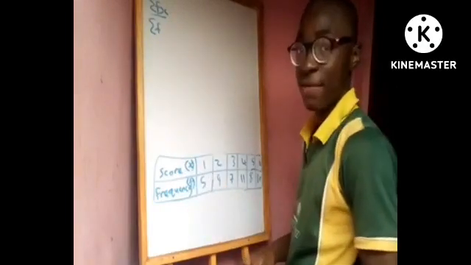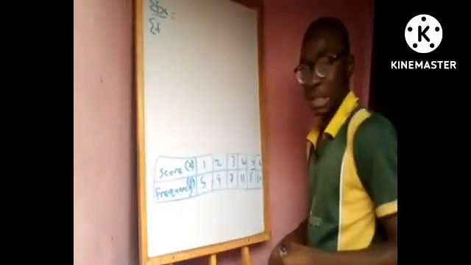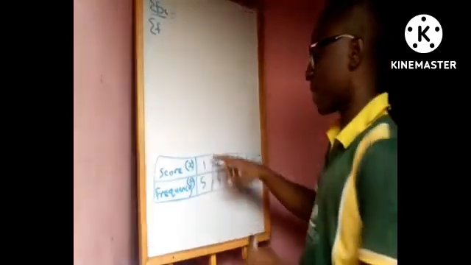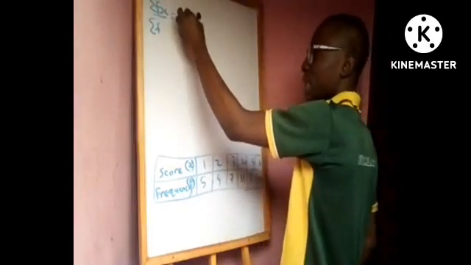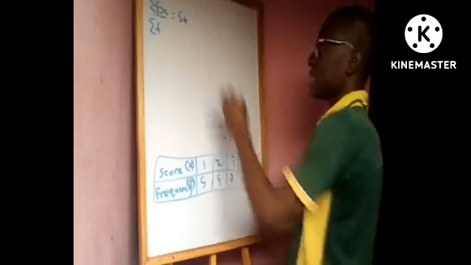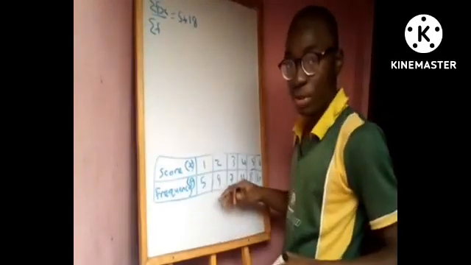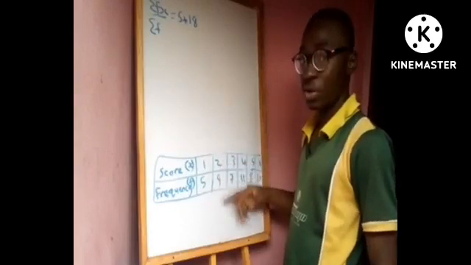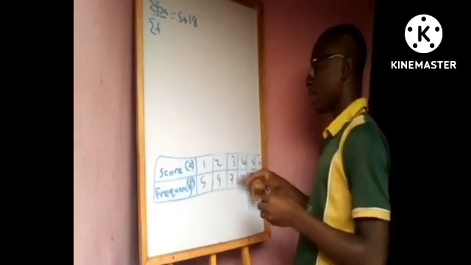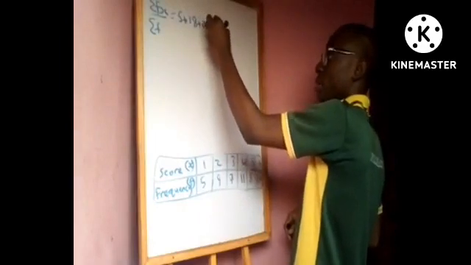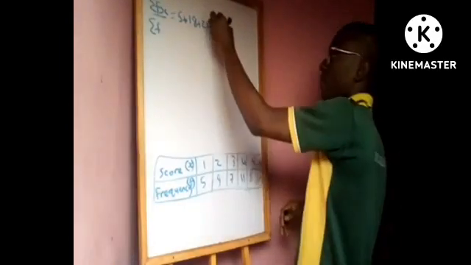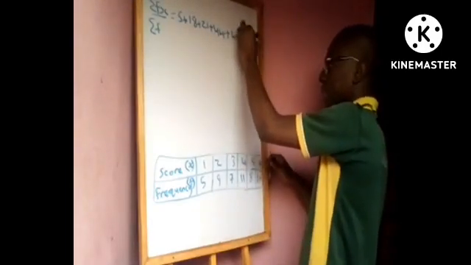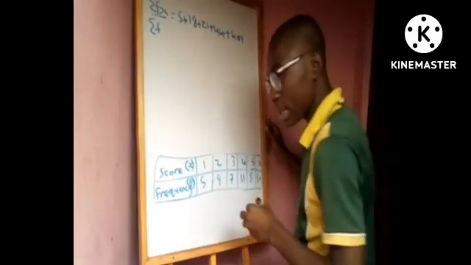So what does summation fx mean? It is the summation of the product of the frequency and scores. So frequency times score: 5 times 1 is 5, plus in the second column 2 times 9 is 18. We are just adding up the product of the frequency and score of each column. For the third column we have 3 times 7, that's 21. For the fourth column, 4 times 11, that's 44. For the fifth column, 5 times 8, that's 40. For the sixth column, 6 times 10, that's 60.